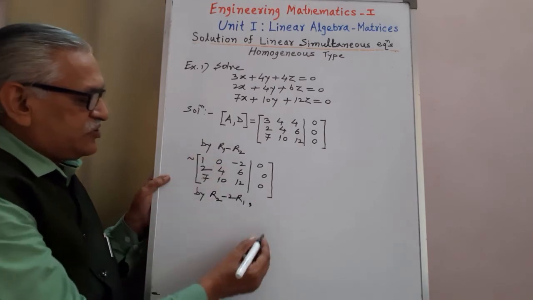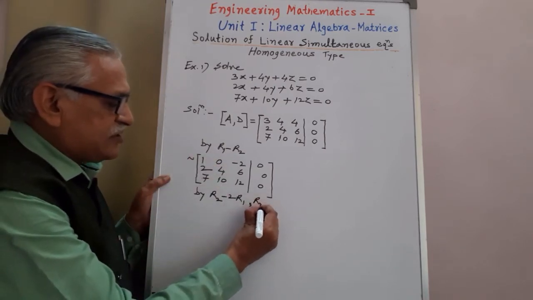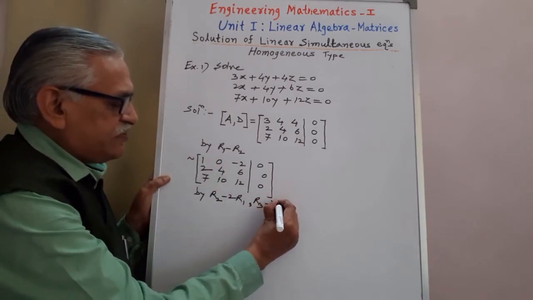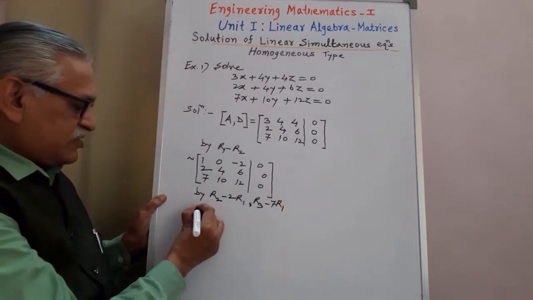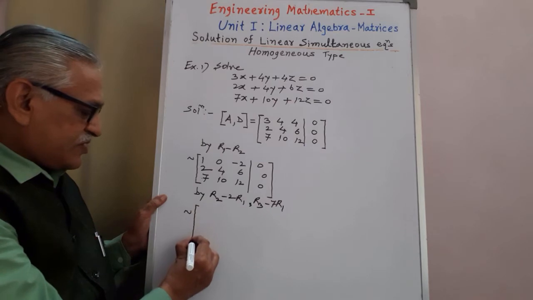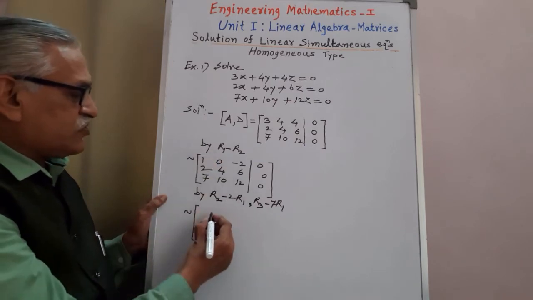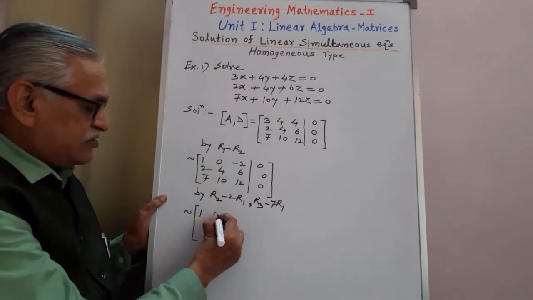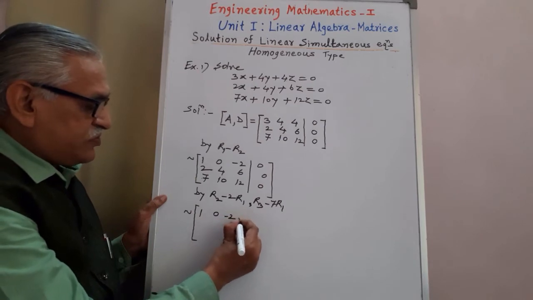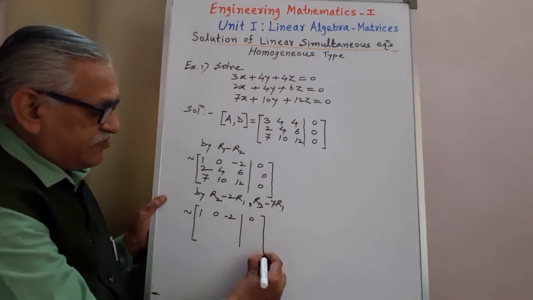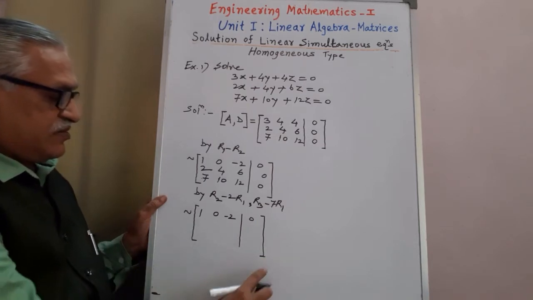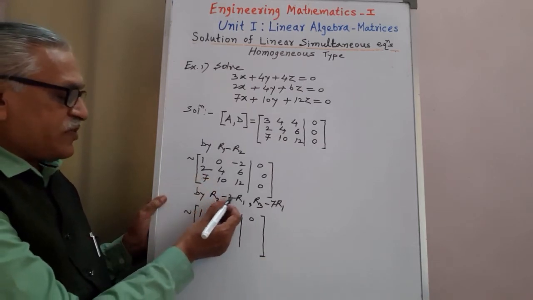And 7 minus 7, 0. For that it is R3 minus 7 times R1. Row transformation. First row no change: 1, 0, minus 2 and 0. Applying this R2 minus 2 R1.